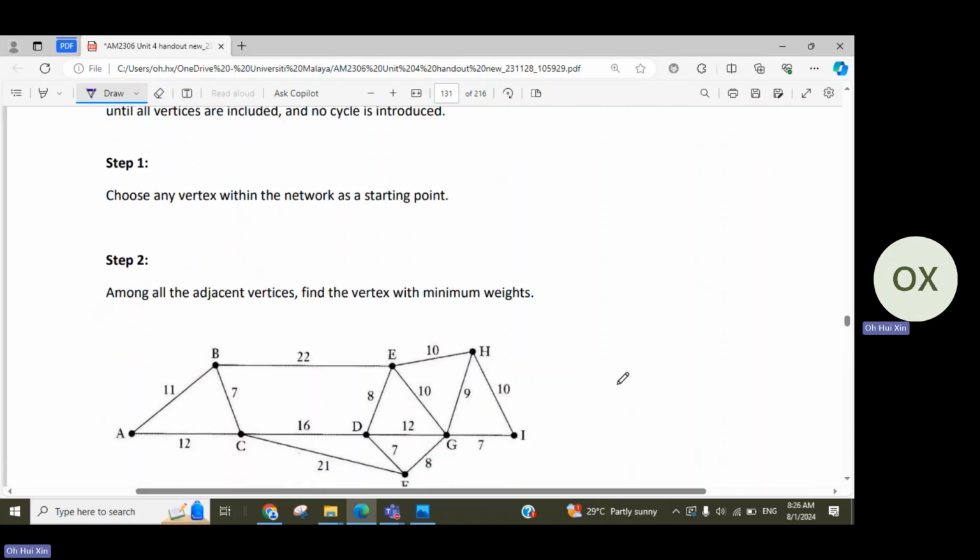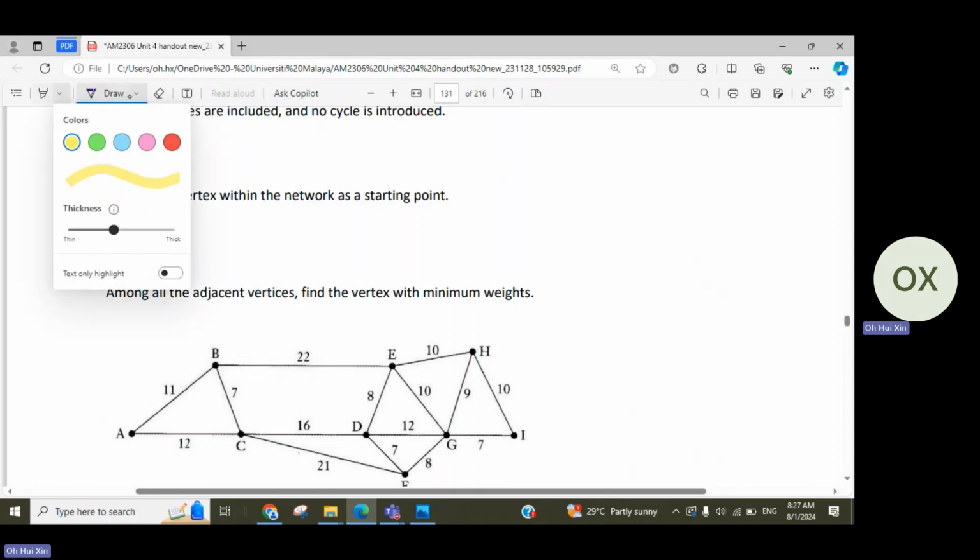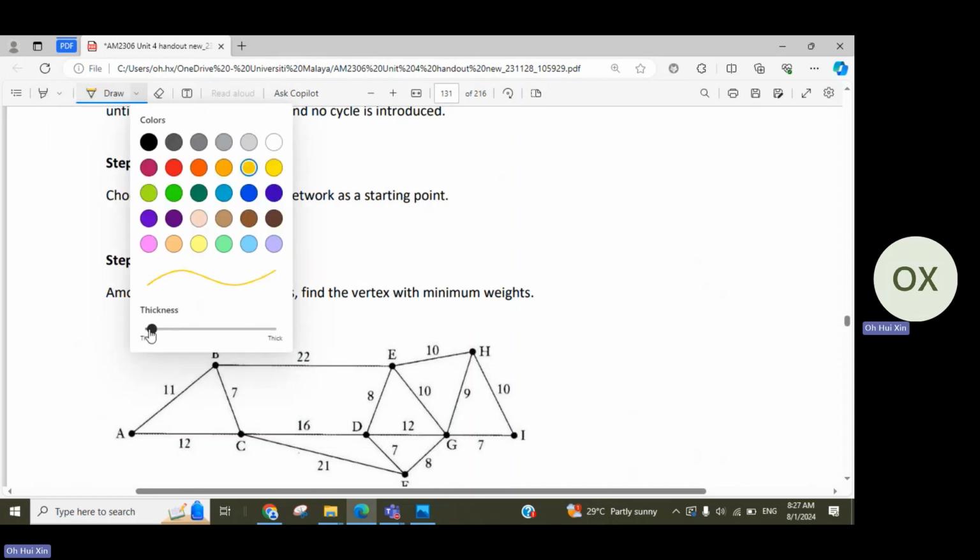Okay. So step 1, you can choose any vertex within the network as a starting point. So no matter if you use D, B, I, or H, it doesn't matter, okay? Because at the end of the day, you need to connect all vertices together. So no matter where you start, you will still get the same answer. Okay, so in my case here, for the first time, we are just going to start from A. But later we are going to try the rest as well.